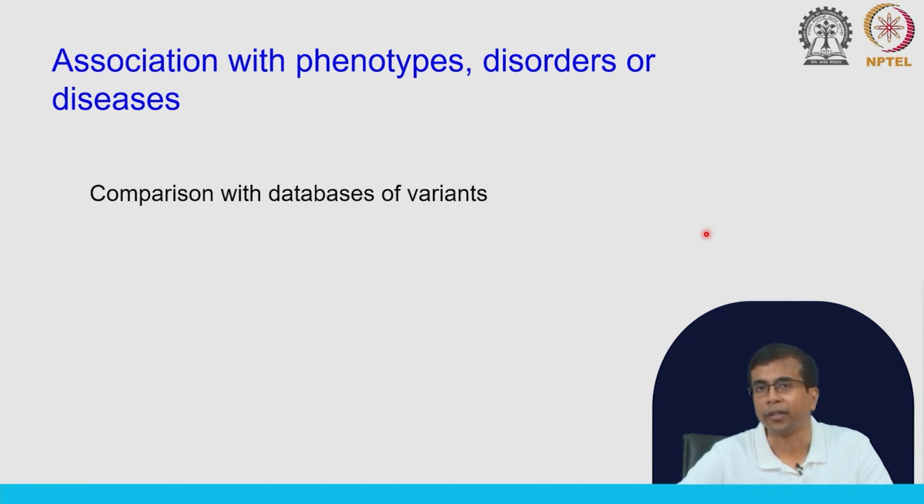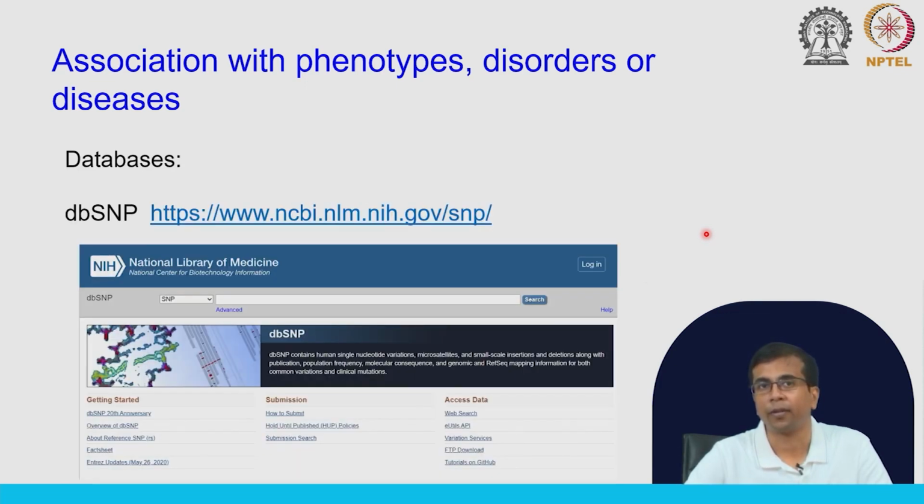This is very important, especially for human data. If you are working with human variants, human samples, you want to check this. There are several databases, and I will just mention some of them. Here is one, a very common one, called dbSNP. It contains a lot of human single nucleotide variants, microsatellite information, and small indels. You can check whether your variant is already reported in dbSNP, whether it is a common variant in humans or not, and whether there are some clinical associations. This information will also be present.